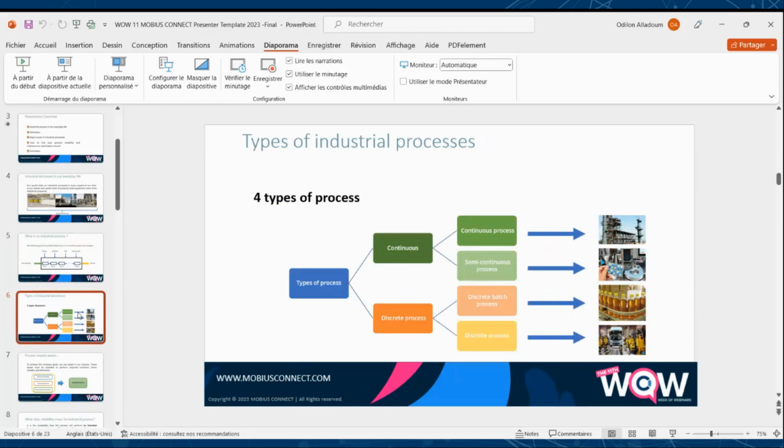There are basically two main categories of industrial processes. We have continuous processes and discrete processes. Continuous processes are those that work continuously without a breakdown in sequences. Inputs are supplied continuously and outputs are delivered also continuously. For example, we have energy processes like power plants and refineries.